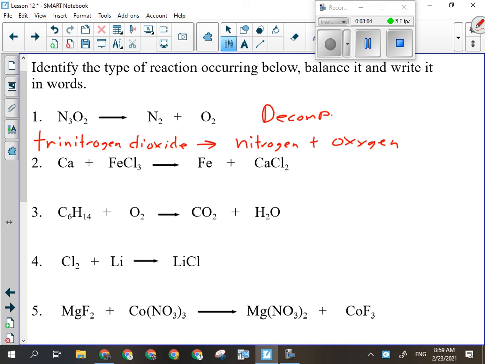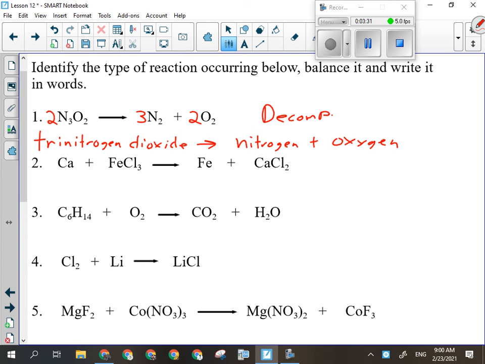Okay, so I'm going to multiply this one by 2. That'll give me 6 nitrogens there. When I do that, it's going to give me 4 oxygens. So I'm going to go over here, make sure I've got my 6 nitrogens and 4 oxygens. My reaction is balanced. Okay, guys, I know maybe at first this looks kind of intimidating.